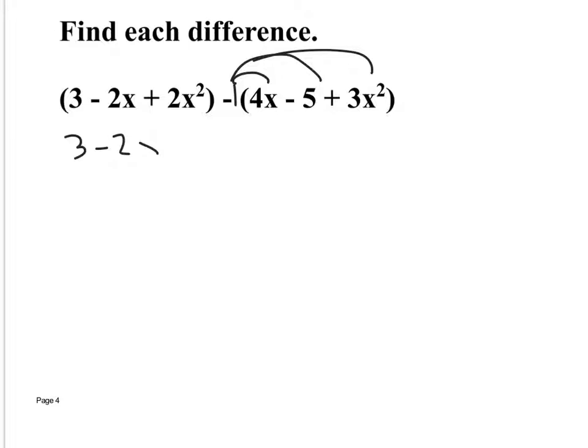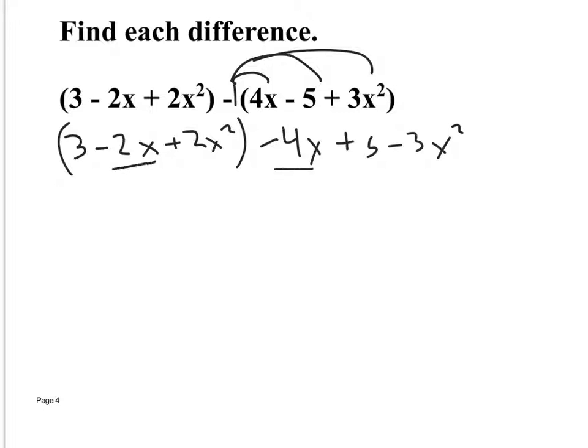When I rewrite it, I change the sign of everything in here. So instead of being 4x, it becomes minus 4x. The negative 5 is not negative 5 anymore, now it's plus 5. And the 3x squared isn't plus 3x squared, it's minus 3x squared, because the additive inverse is changing the sign of everything. If it's negative, it becomes positive, and if it's positive, it becomes negative. And then I'm just looking for like terms. So that with that, that with that, and that one with that one.